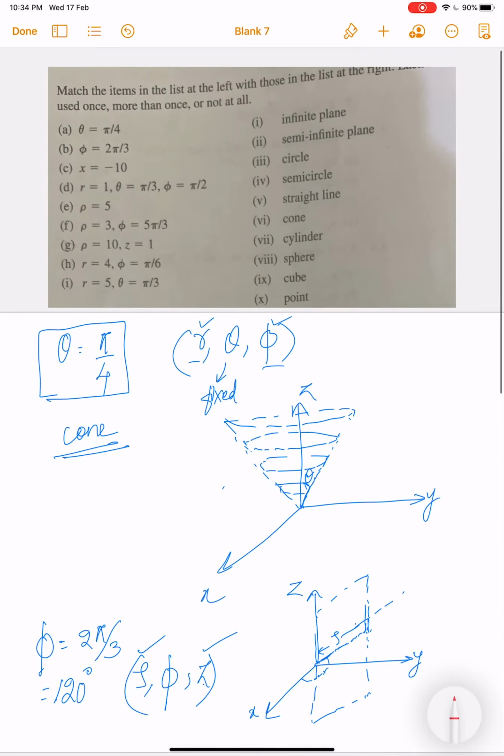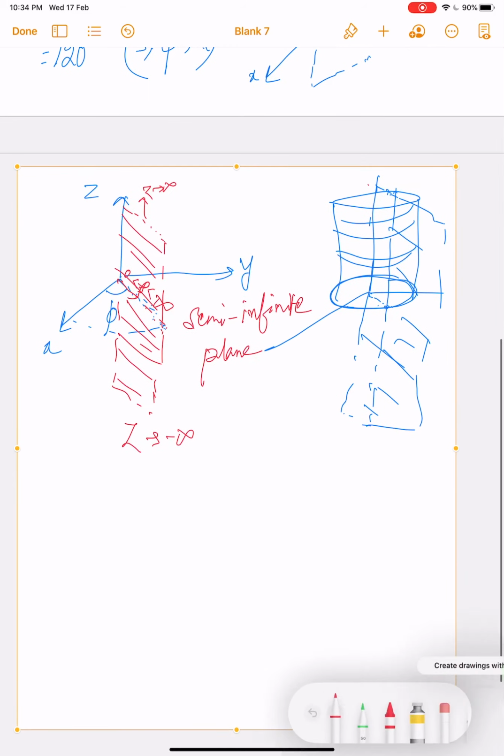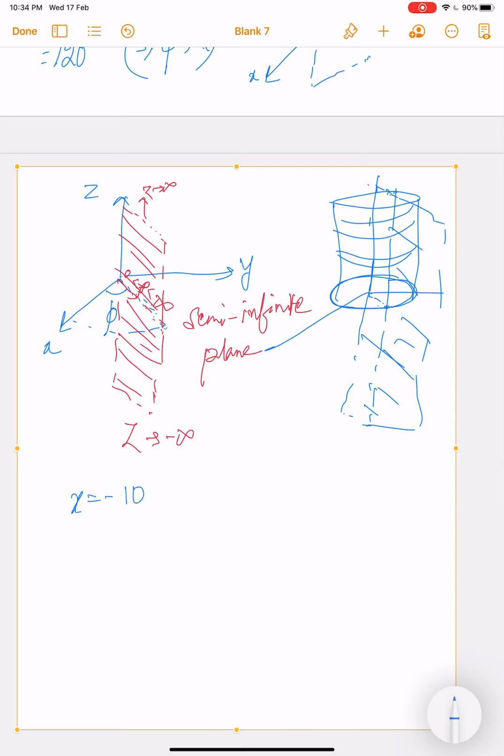Okay, the next is x is equal to minus 10. Well, that is pretty clear. I'm sure most of you must be knowing. x is equal to minus 10. Then you can draw it on a normal two-dimensional plane also. Suppose you draw it.